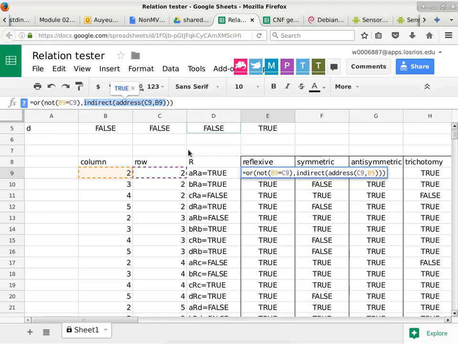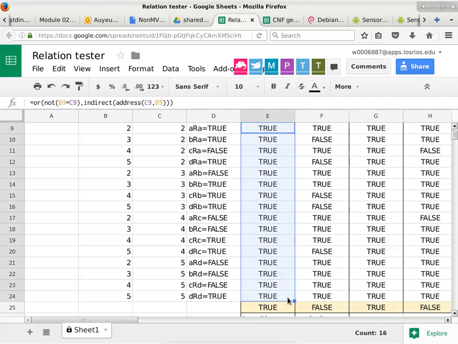But these are all the diagonal elements because you have this column number and the row number being exactly the same. Okay, so by looking into the spreadsheet and the formula in the spreadsheet, that also may help you understand what it means to be reflexive, what it means to be symmetric, and so on. The most important point is, in order for something to be reflexive, all of these have to be true.